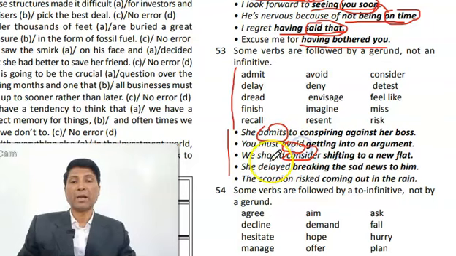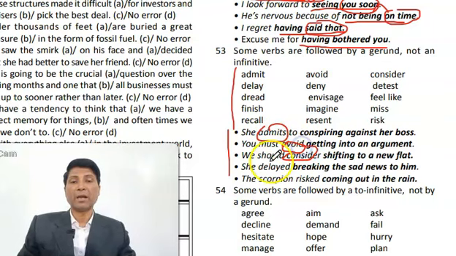A good student can ask a question. What will happen if an infinitive is used after these verbs? The answer is, it will be a grammatical mistake. So take care of it. Some verbs are followed by a to infinitive, not by a gerund. So when infinitive and gerund are compared, you must be very, very careful about the similarities between these two chapters plus the differences between the two.